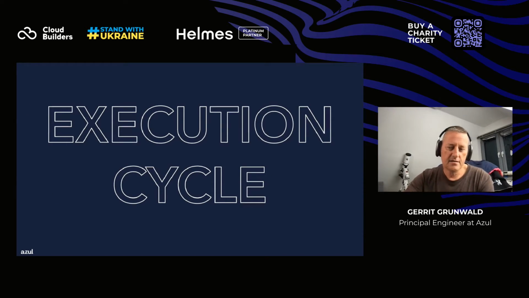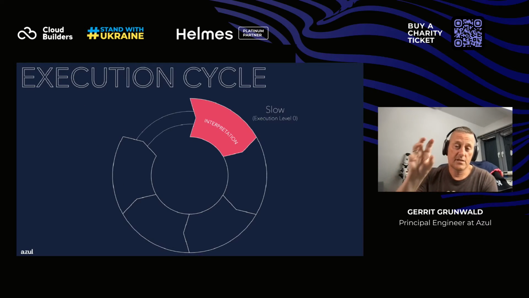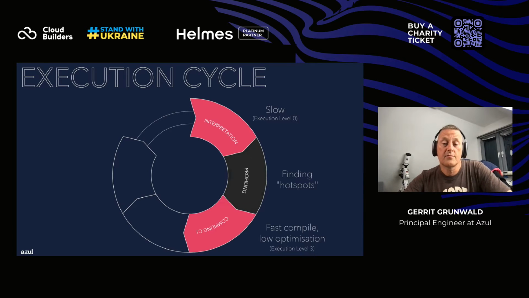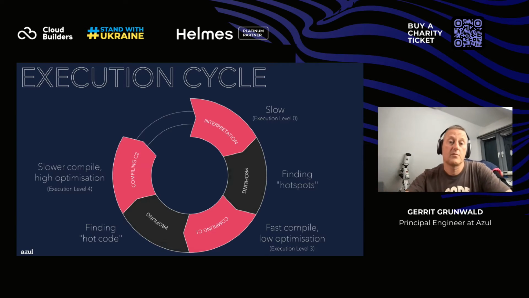So that leads us to the so-called execution cycle. We start with the interpretation, which is slow, execution level 0. Then we have finding the hotspots, so profiling the interpreted code, method counting in this case. Then it comes to the C1, fast compile, low optimization, which is execution level 3 in this example. Again, this will be profiled, and we try to find hot code. Then the hot code will be compiled by C2, which is slower in compiling, but has higher optimization.